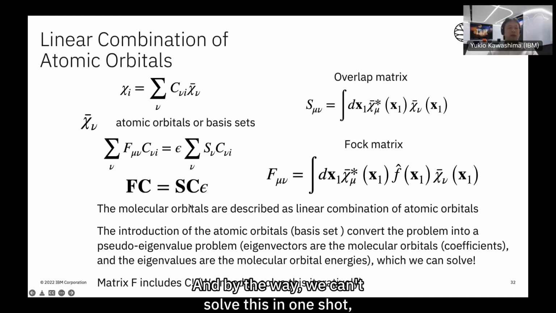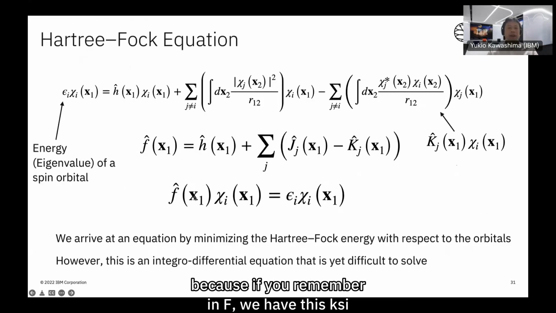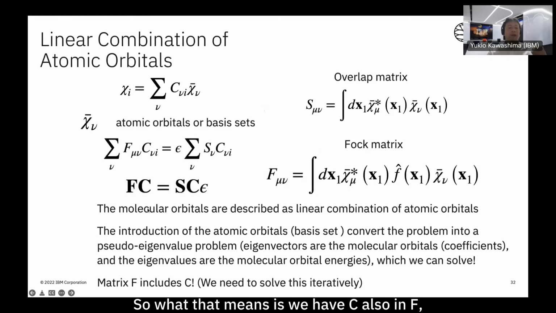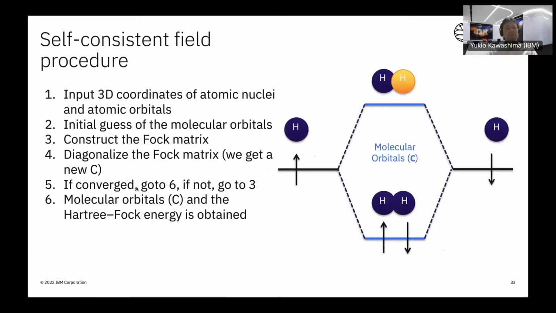And by the way, we can't solve this in one shot because if you remember, in F we have this chi and the J and K operators. So what that means is we have C also in F. So we need to solve this iteratively. That iterative procedure is called the self-consistent field procedure.